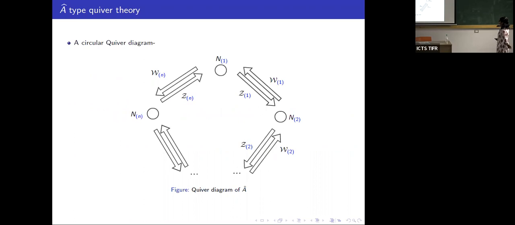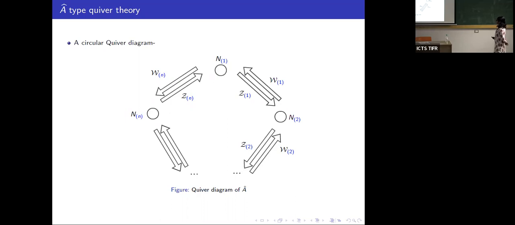So this is the A-type quiver diagram, which is just a circular diagram with some circles and some arrows. These circles represent the gauge multiplet of the theory, which means there is a vector superfield and a chiral superfield in the adjoint representation of that gauge group. Now, these N1, N2, and so on are the ranks of the gauge groups associated to the circles, and the colored subscripts denote the nodes, the circles in that quiver diagram. And these arrows represent the hypermultiplets of the theory.